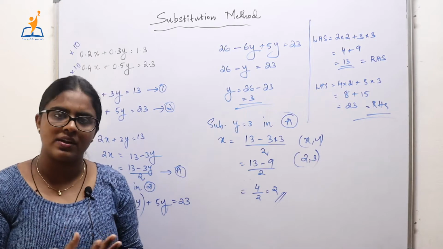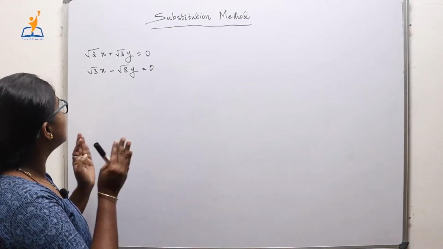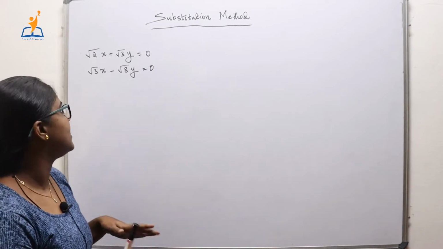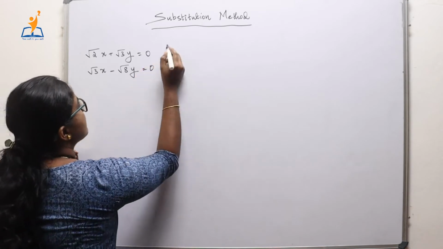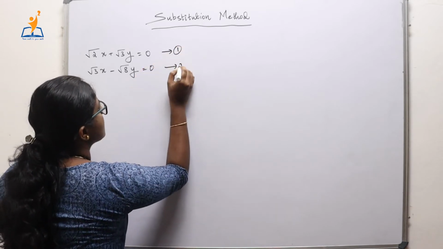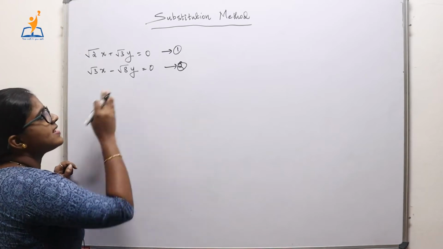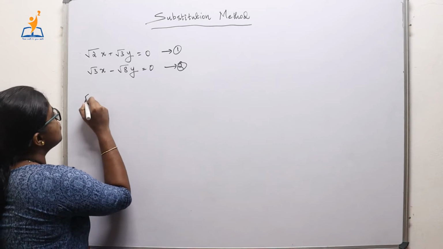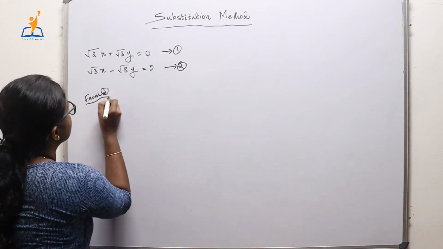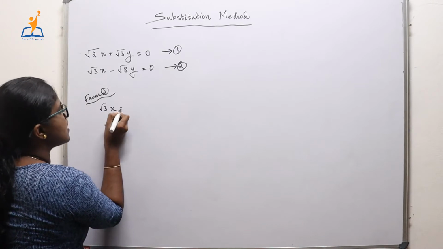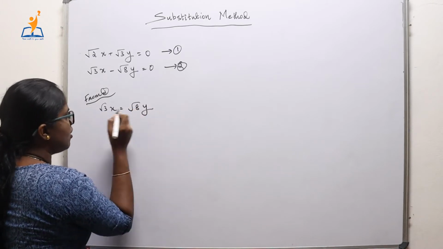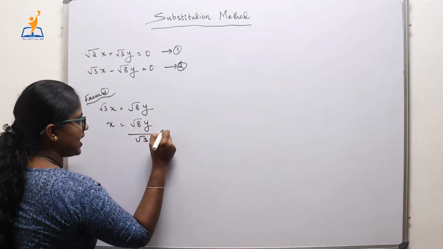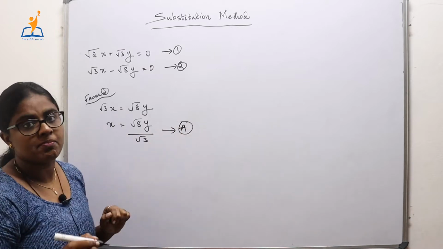Next we will move on to another question. And the question is root 2x plus root 3y equals to 0 and root 3x minus root 8y equals to 0. Now let this be our equation number 1 and this be our equation number 2. Now for a change, let's take equation number 2 and find x in terms of y. From 2 we have root 3x is equal to root 8y. Now from here x is equal to root 8y divided by root 3. And now this is our equation number A.